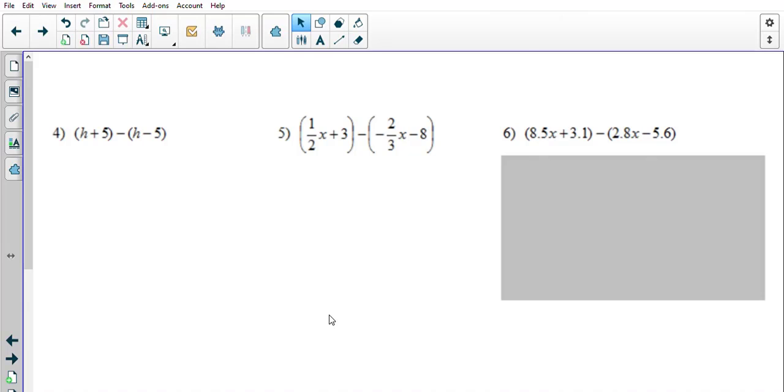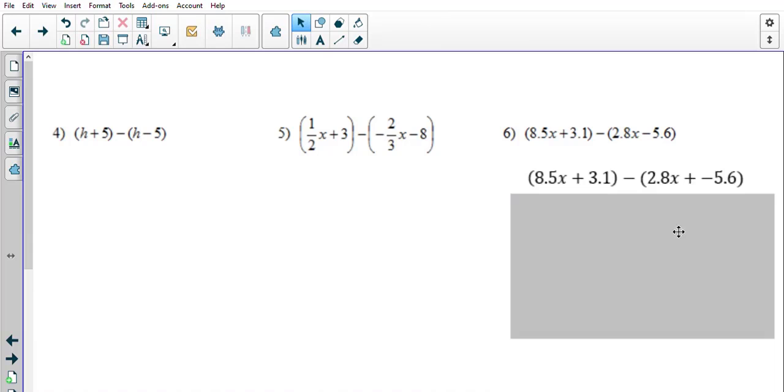So in question number 6, I have two linear expressions that I'm subtracting, 8.5x plus 3.1 and 2.8x minus 5.6. The first step that we want to do when we subtract linear expressions is add the opposite inside the parentheses. So you can see that I did that. I'm going to highlight this in blue for us. So the 2.8x minus 5.6 became 2.8x plus negative 5.6.